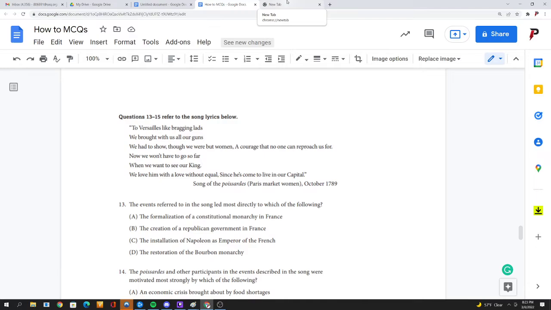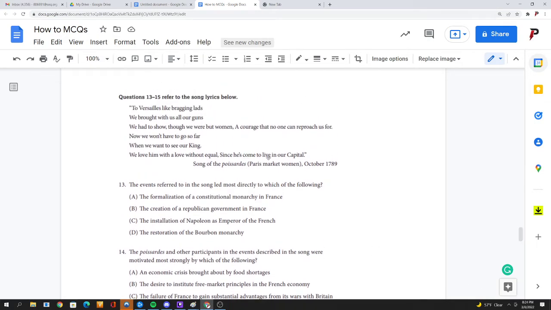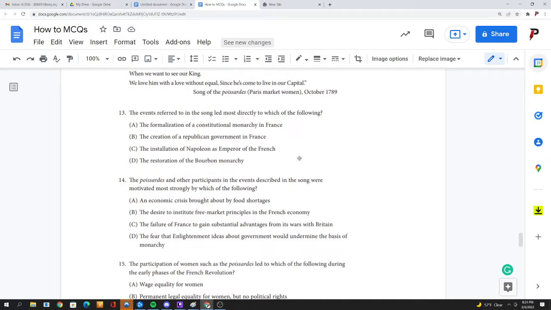However, back to the topic, if you were to get a question or a passage from Donald Trump, you will know that he will have Republican biases. So remember I said know your history well, if you know the person, then you will most likely be able to understand what they're feeling. So for example, look at question 14. It directly asks you about that. The Poissardes, which in this case are Paris Market Women, and other participants in the events described in the song were motivated most strongly by which of the following. Alright, so this is something about the French Revolution, and if you have no idea about it, don't worry, you'll learn about it if you're in Euro or World. But basically the answer would be A.